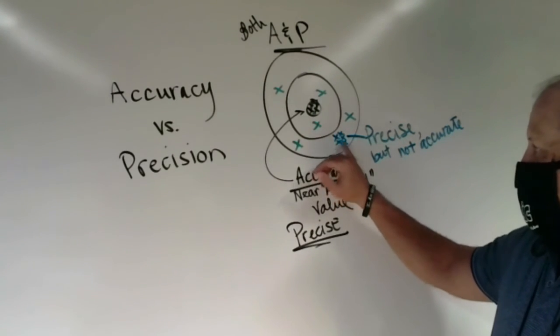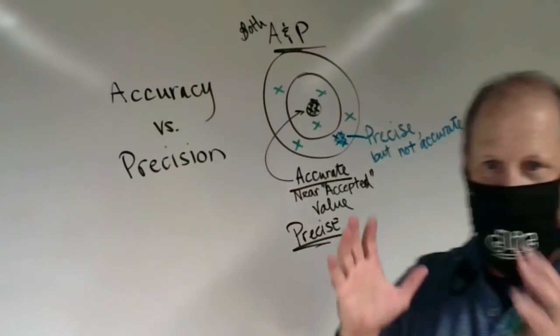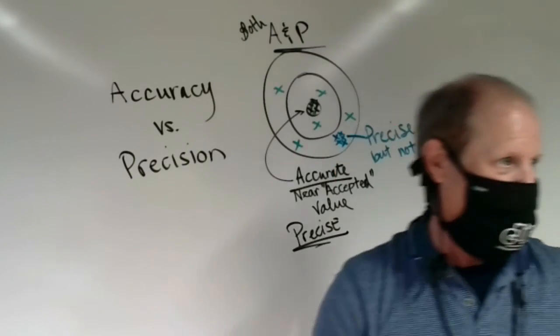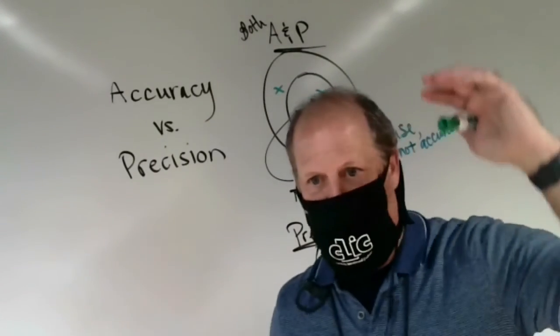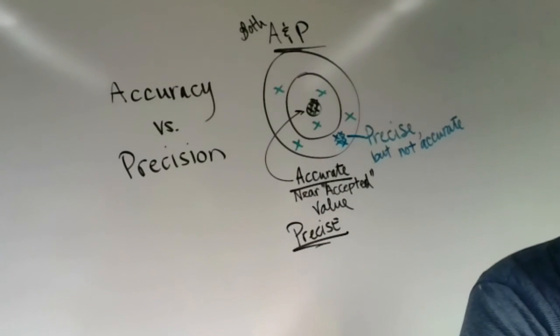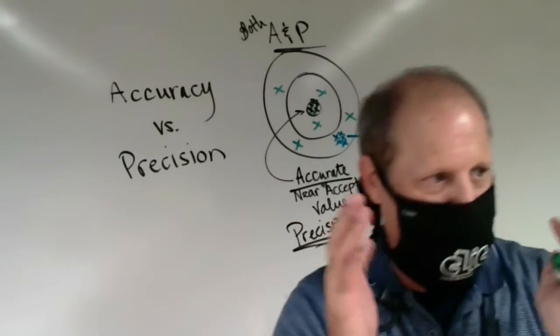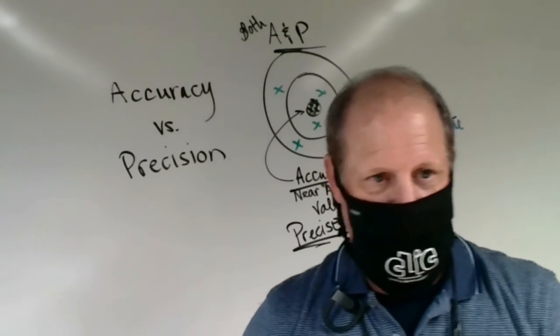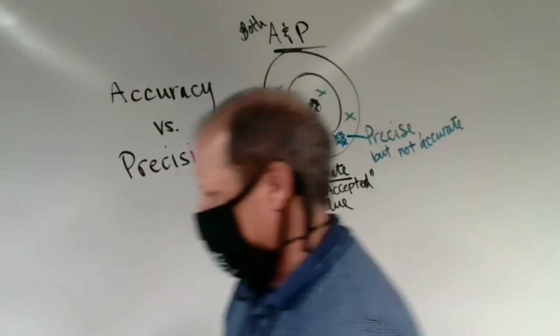I'd rather see this than the green. I'd rather see that at least you're consistent, because now you can blame it on the lab equipment or the conditions or the atmosphere or whatever it is. You can blame it on some external thing because your actions keep producing the same result. So that's precise. That's good stuff. Okay?